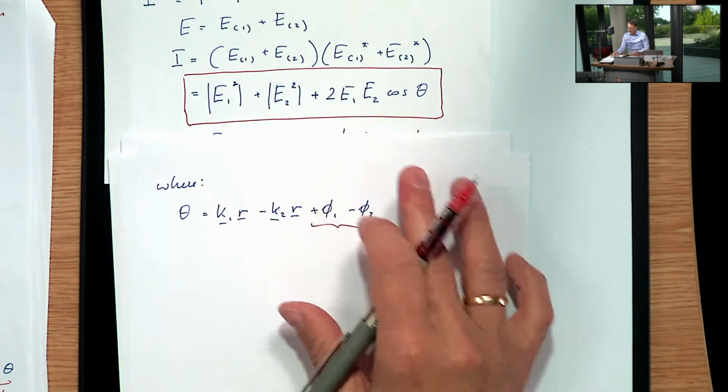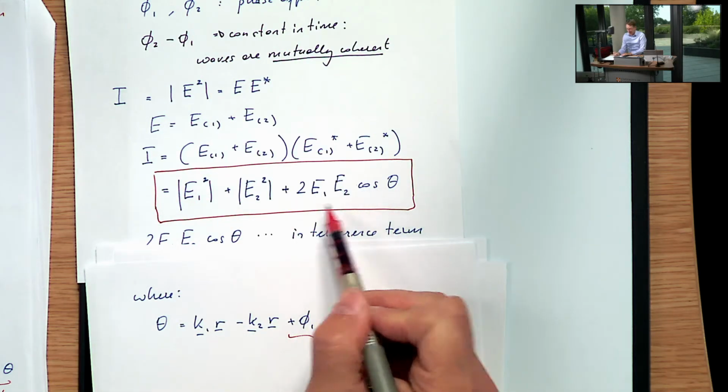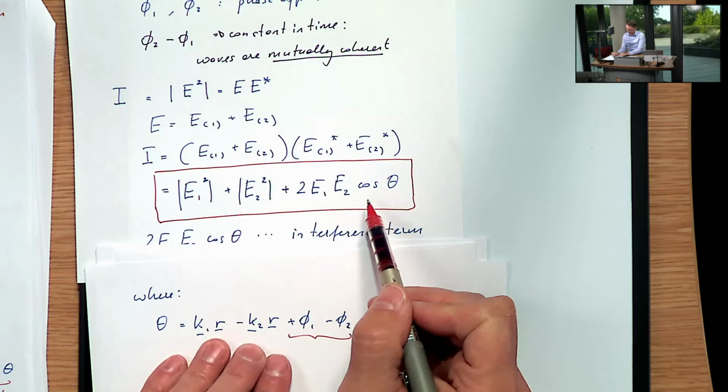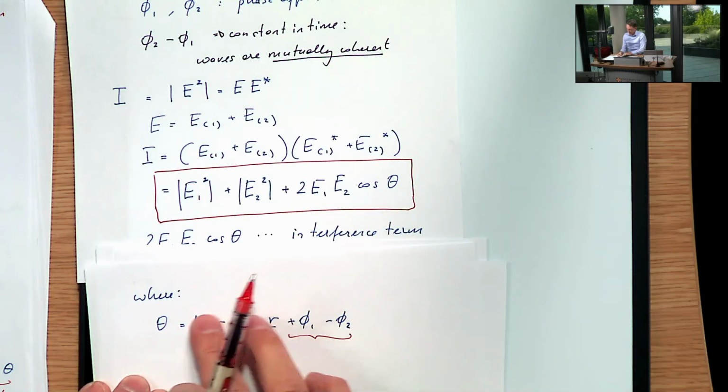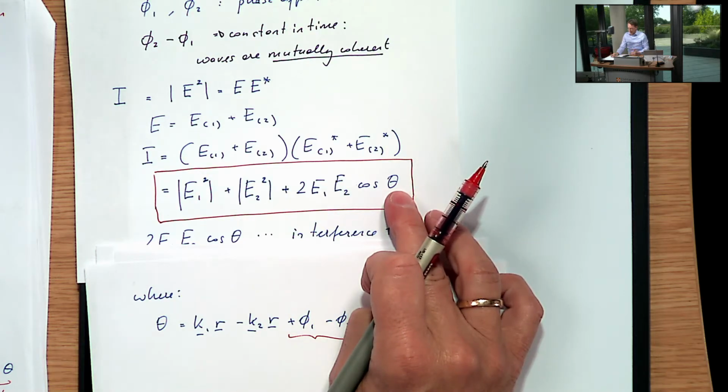And so this term here will not be 0 unless the phases are such that the cosine gives you 0 output value, right? But it will be a constant.